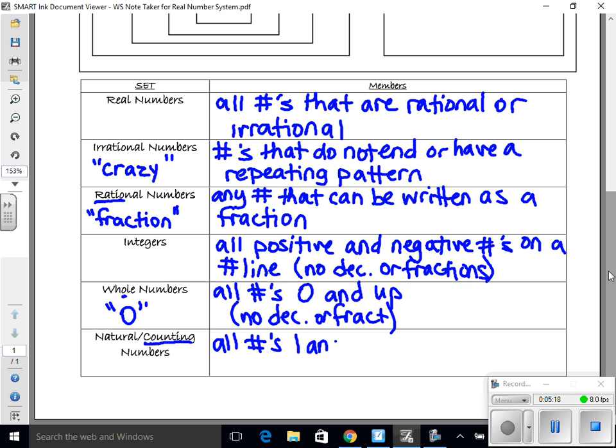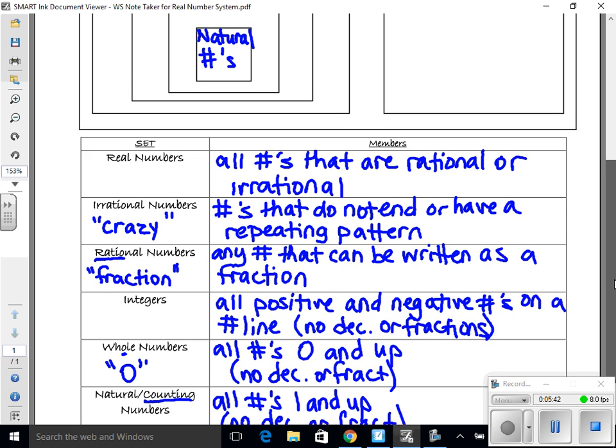1 and up. And again, no decimals or fractions. And if you notice these last two subsets, there is only one number difference between the two. All natural numbers are whole numbers. There's one whole number that is never going to be natural, and that's the number 0. So that is the only difference between those last two subsets. Otherwise, they're exactly the same.